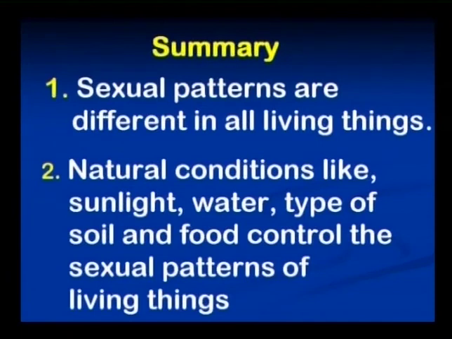Natural conditions like sunlight, water, type of soil and food control the sexual patterns of living things. Which means if there is a lot of sunlight, then you have certain plants that can reproduce when there is a lot of sunlight or where there is a lot of water. Others cannot. So they are controlled also by these conditions.